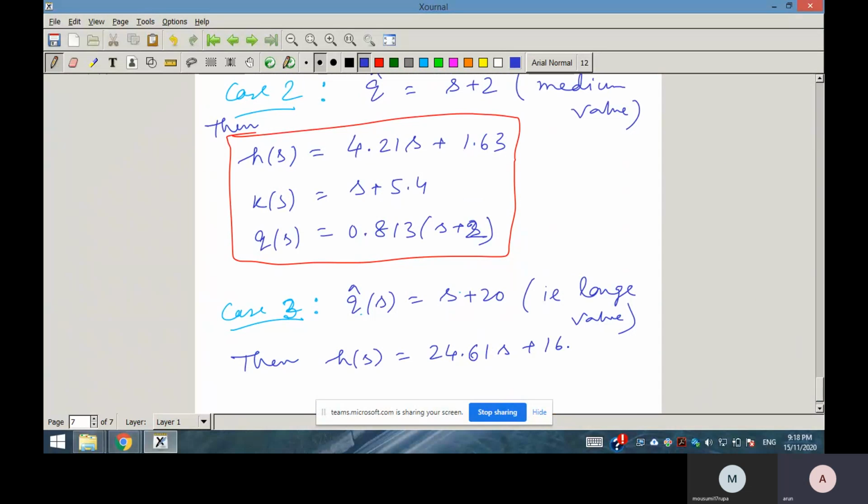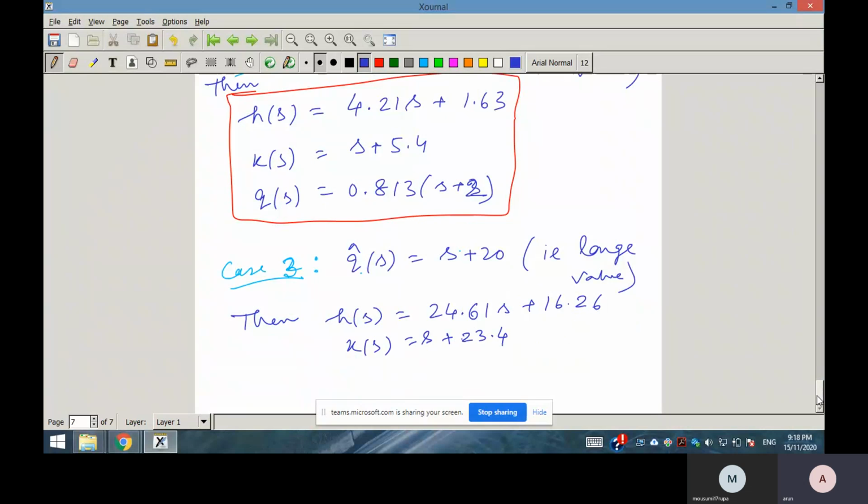61 S plus 16.26, K S is 5 point, sorry, S plus 23.4. So it is very large now, and your Q S is 0.813 into S plus 20. So now you see these gains have increased.